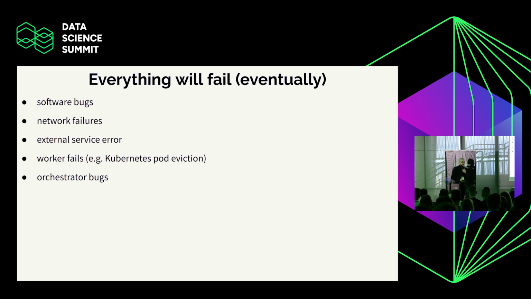We can have worker failures for any reason. And also we can have orchestrator bugs. Orchestrators are software. Orchestrators can have bugs in themselves. So you should also always be prepared for failure. Your task will fail, but fortunately you can often prepare for it.